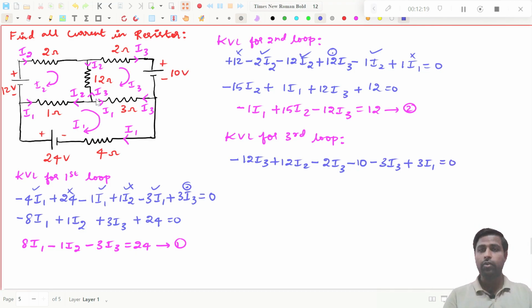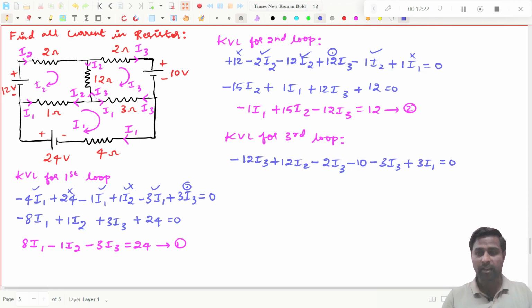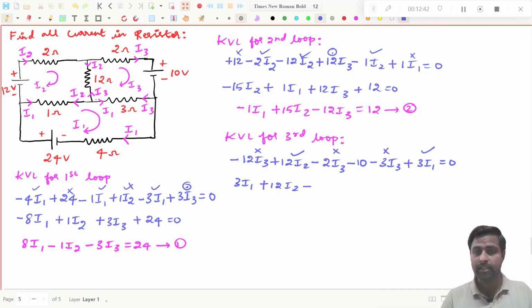Now you rearrange. This is 3I1, only one I1 I think. So 3I1 will be there. I2 also there will be only one, so that will be plus 12I2. And you see there are 3 I3 terms: minus 12 minus 2 minus 3, so minus 17I3. Then I have one constant. That should be equal to 0, right?